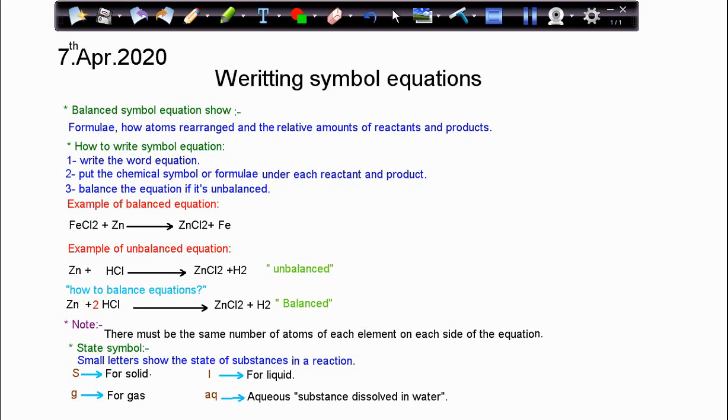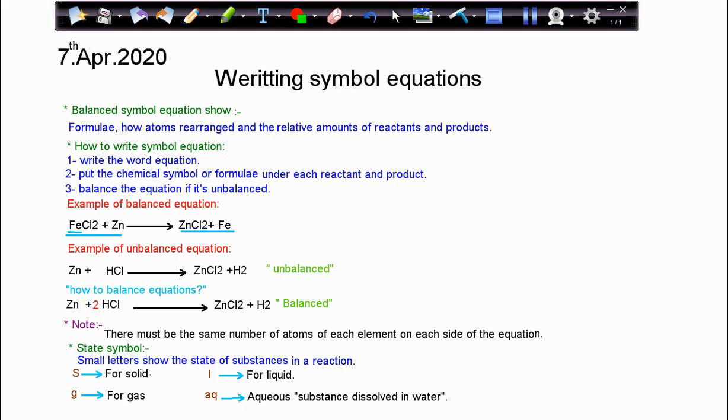So I gave you an example here for FeCl2, which is iron chloride. Iron chloride plus zinc. In this reaction, we will see the iron chloride plus zinc. These are the reactants. Okay, and on this side, these are the products. So this is a displacement reaction, which gives zinc chloride plus iron.